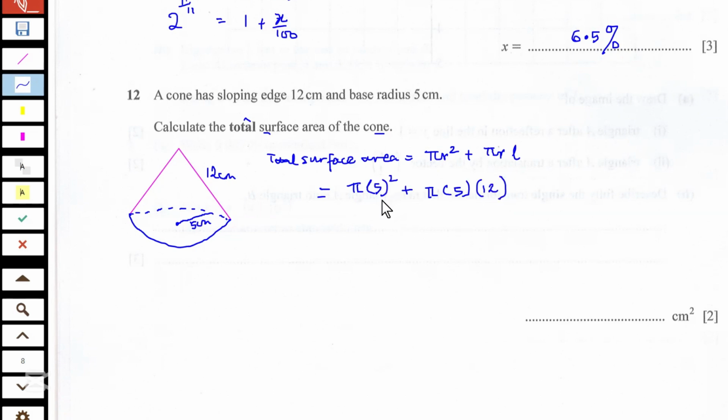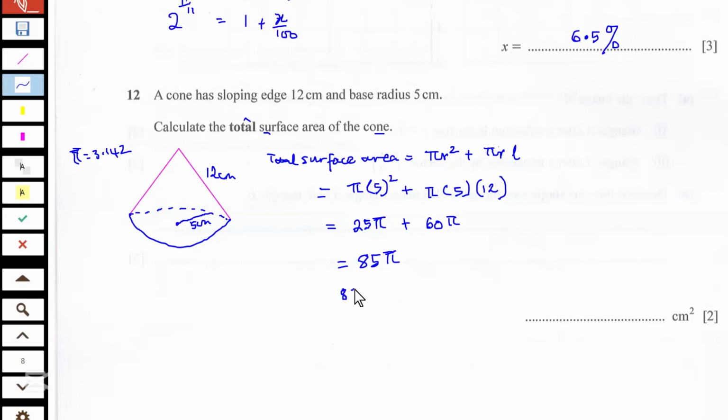So 5 squared, 5 times 5, is 25. So we got 25 pi plus, now 12 times 5 is 60. This is going to be 60 pi. So 25 pi plus 60 pi is going to give us 85 pi. Of course, pi has a value of 3.142. So we can simplify by multiplying 85 by 3.142.